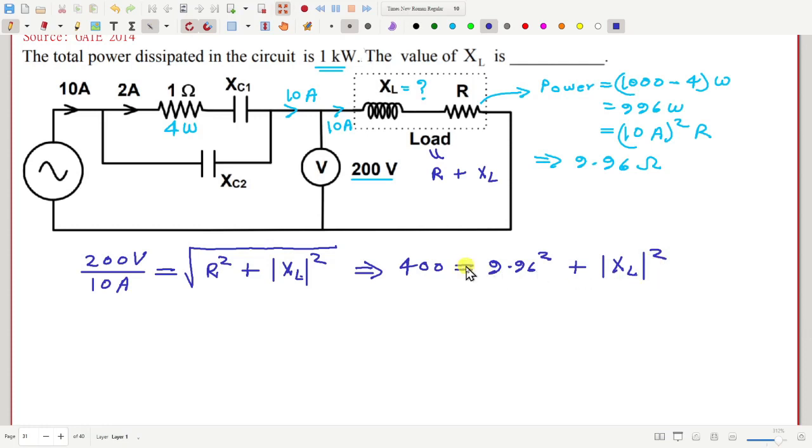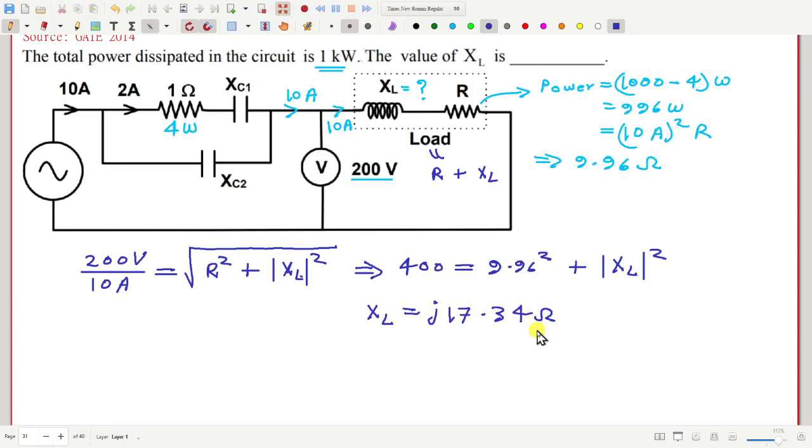How much is that value? Anyone? 17.34. So that means XL then will be equal to J into 17.34 ohm. Please check the value. Okay, yeah.